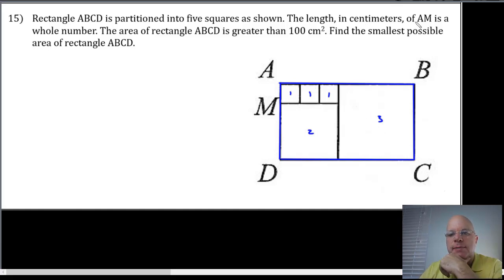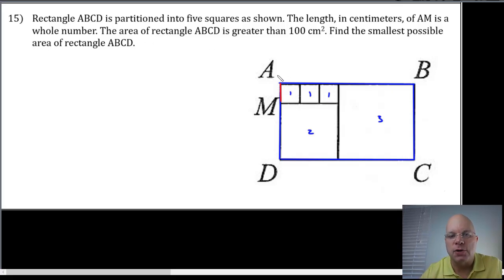The length in centimeters of AM, so now we're talking about line segment AM, which is this line segment, is a whole number. So whole numbers start with 0. Of course, we can't have a line segment with length 0. But 1, 2, 3, 4, 5, 6, these are all our options. No decimals. No fractional parts.